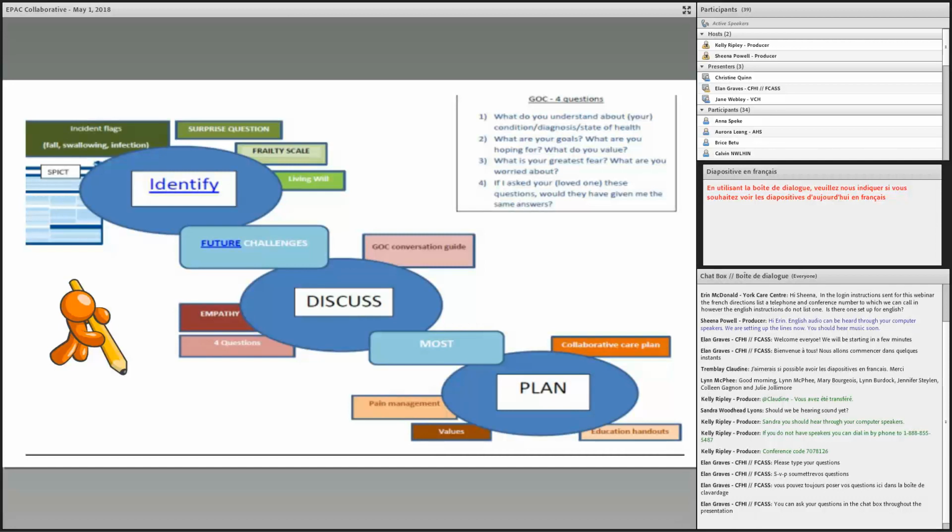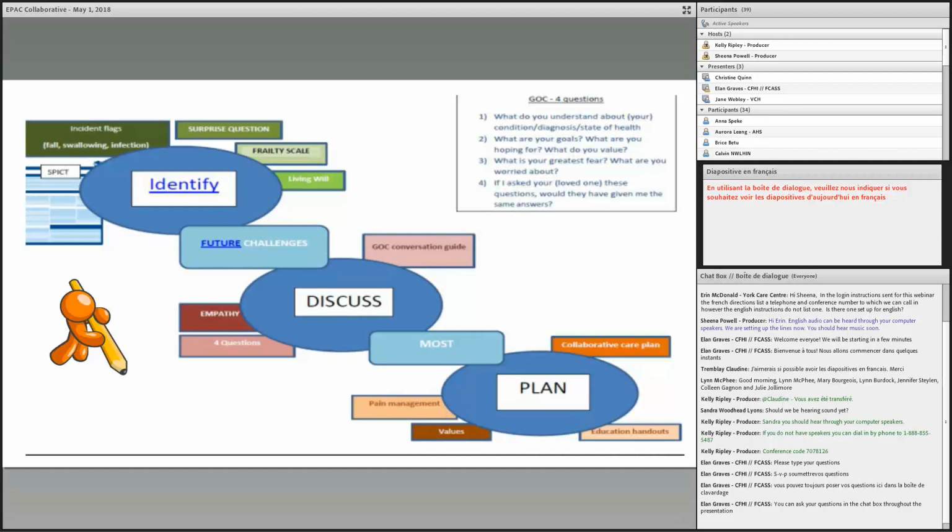So having that discussion is important, teaching staff what empathy is, how to use it, what the basic 4 questions are, and we have put those into 2 simple questions. There are 3 that you would ask a client. First one, what do you understand about your condition, diagnosis, state of health?